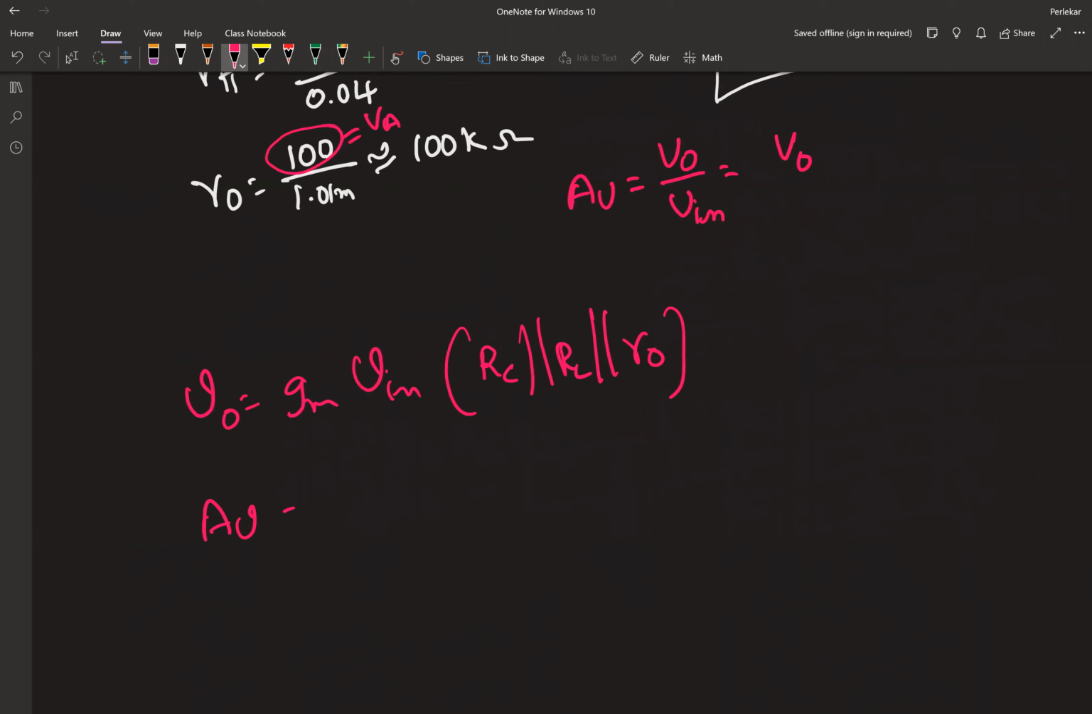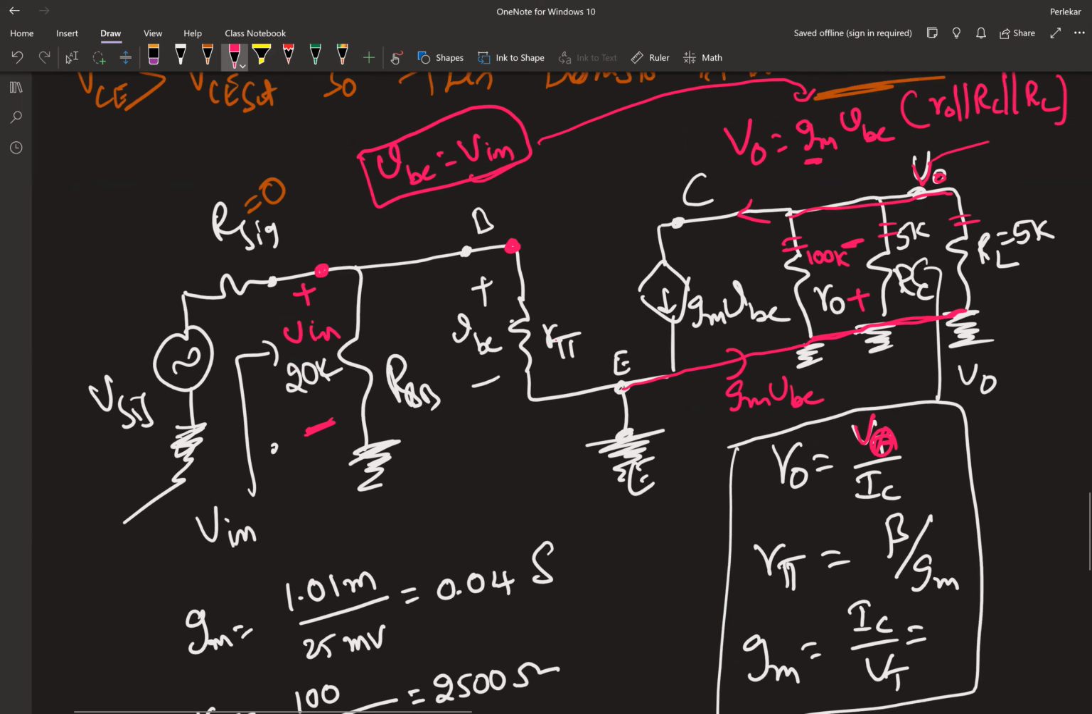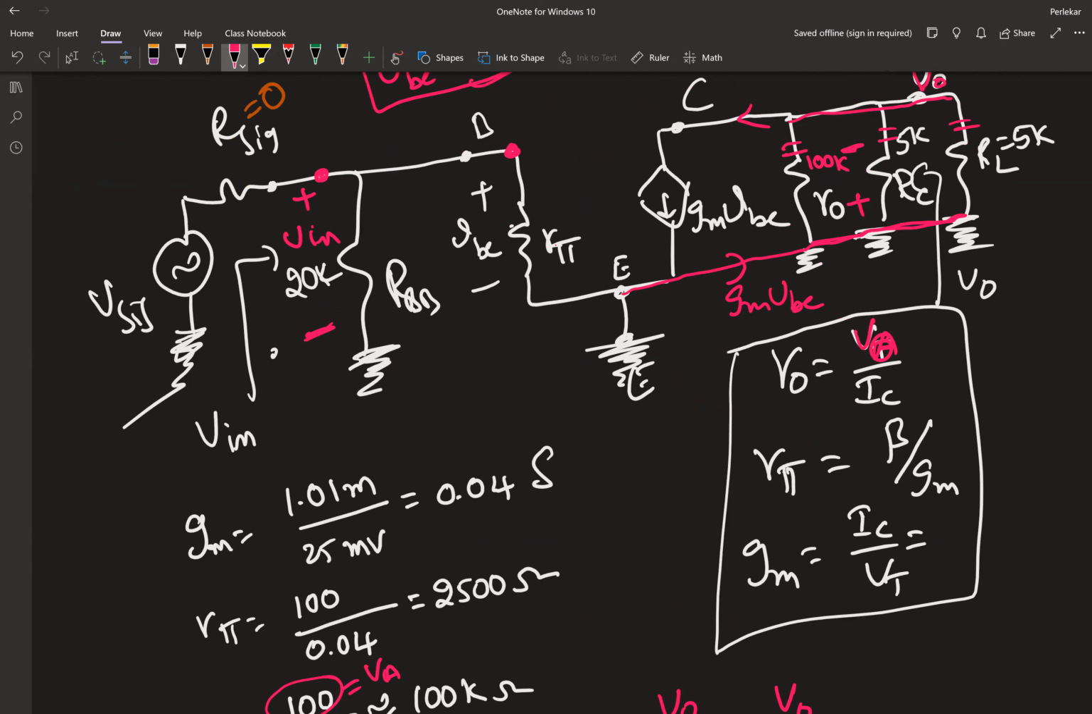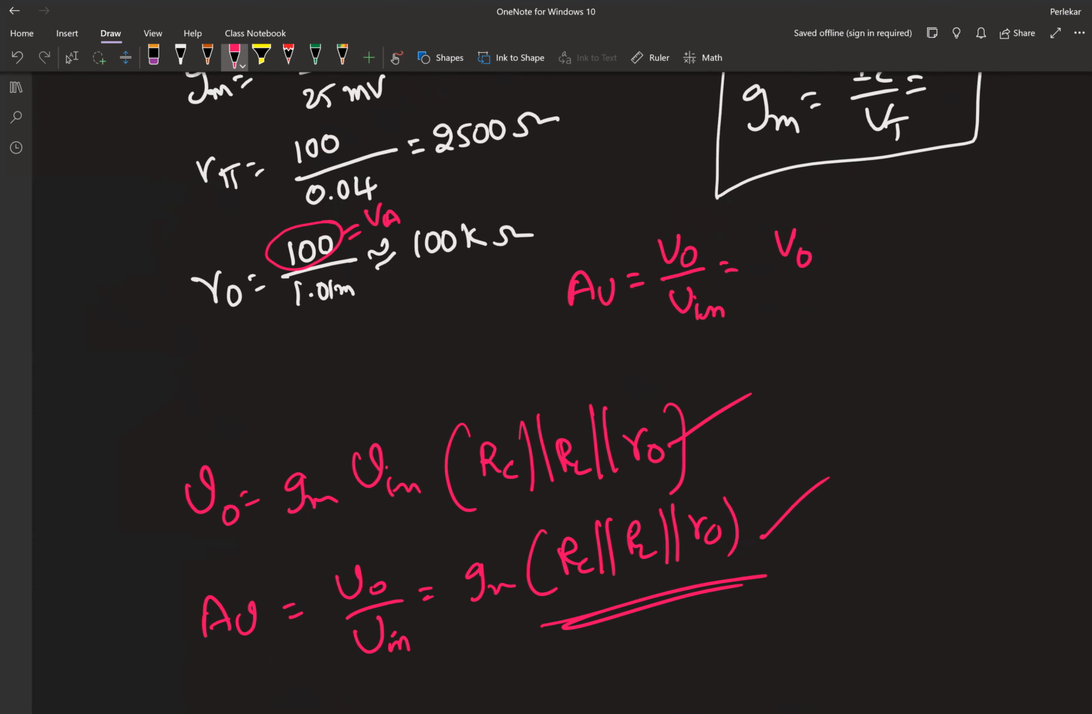Okay, so AV is nothing but V naught over V input, equal to GM times RC parallel with RL parallel with R naught. Some people might say, I'll copy this equation and substitute it. Is it going to make any difference? No, you don't need to show me this step in the exam. But remember, sometimes there might not be R naught, sometimes there might be some other elements. So instead of using this formula, I highly recommend you analyze the circuit at that time.